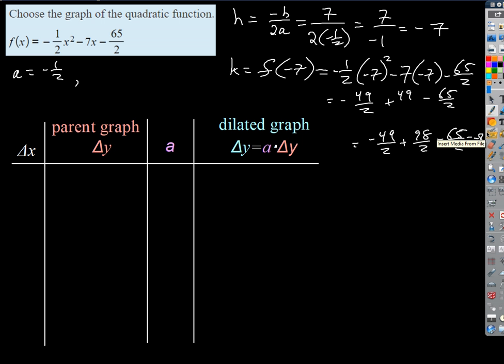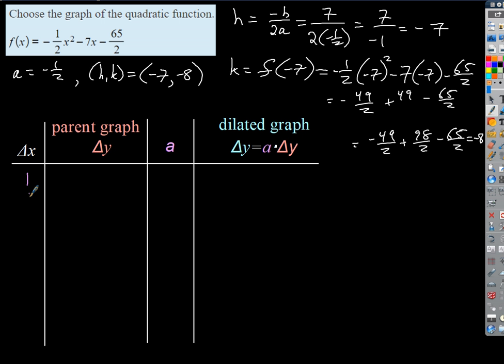Okay, if we just simplify that. So our vertex then is gonna be at the point (h, k) equals negative 7, negative 8, right? So that's where we're gonna anchor the curve. And then let's go ahead and look at what's gonna be our dilated values of delta y by comparing it to our parent graph, right?